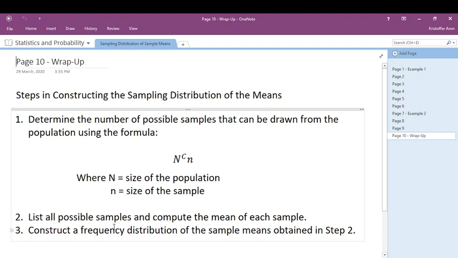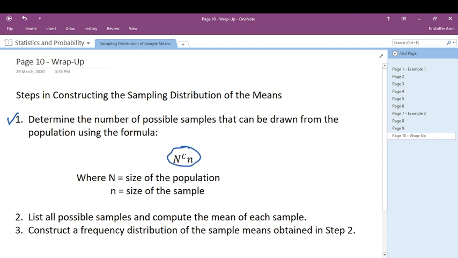So let's have a recap of how to construct a sampling distribution of sample means. Number one, determine the number of possible samples that can be drawn from the population using the formula combination of capital N taken small n, where capital N is the size of the population and small n is the size of the sample. Next, list all possible samples and compute the mean of each sample, and construct a frequency distribution of the sample means obtained in step 2.